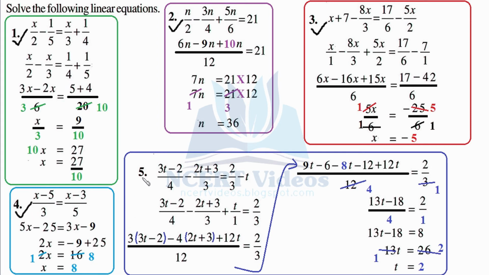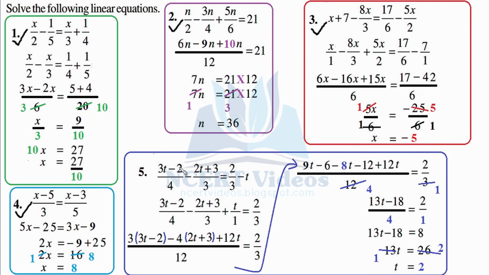Question number 5th of this exercise 2.5: 3t minus 2 over 4 minus 2t plus 3 over 3 equals to 2 over 3 minus t. It seems to be a puzzle, but following our steps that we have learned in previous questions, we'll be able to solve it very easily. Let's try to separate our variable. This time we have variable as t.